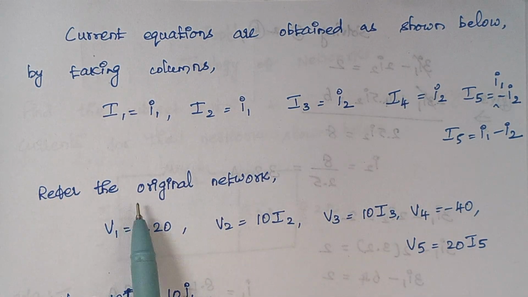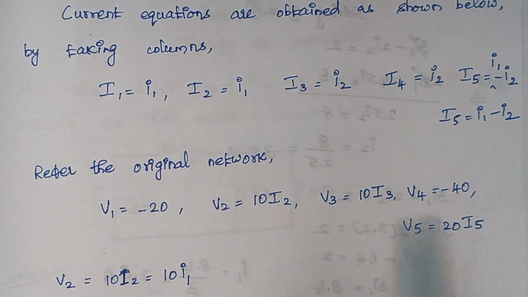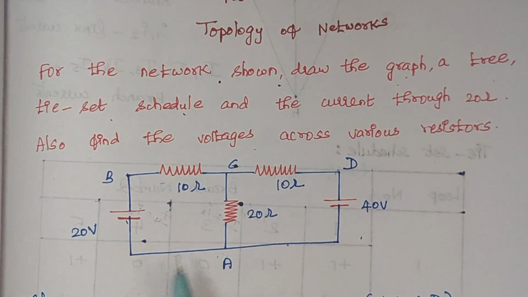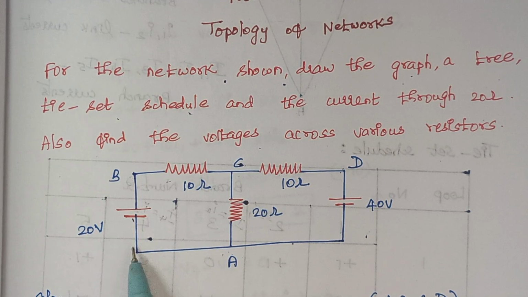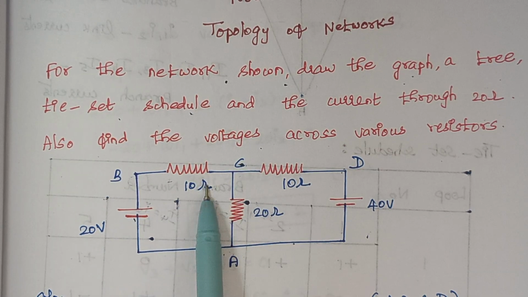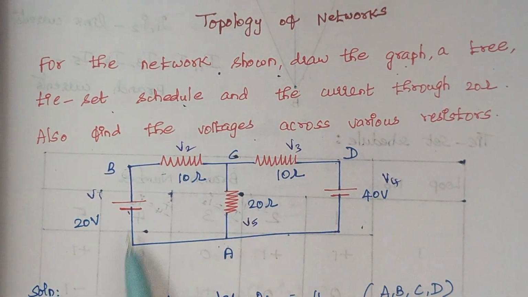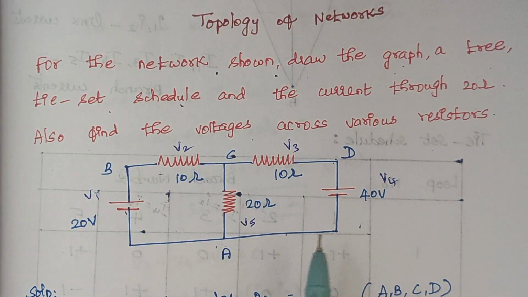Now, we are going to look back at the original network, that is the network which is given as a problem. So, from this network, we are going to write the respective voltages. So initially the source voltage, this V1, is taken as minus 20 and the next one is V2. V2 is taken as 10 into I1 and similarly, you see here totally we have 5 branches, therefore we will be having 5 voltages. So here we are always considering the source voltage as a negative term.